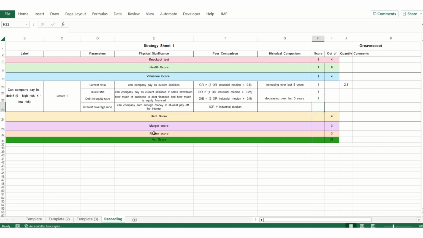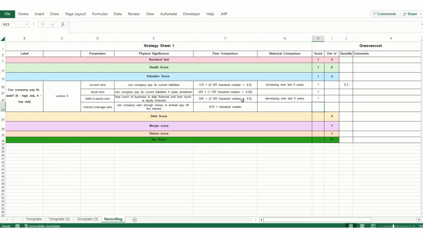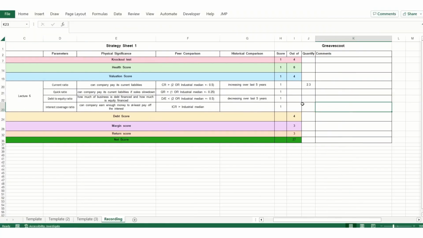And the last is my interest coverage ratio. So let's go to screener.in, and you can see that my interest coverage ratio here is 11.72, while the industrial median is 54. But you won't say that this is bad, because as you know, the company is debt free. So this is a special condition, and if there is no debt, then you really don't have to look at this ratio, right? So you would still make it 1 and call it debt free.